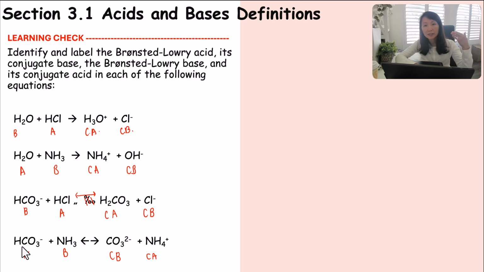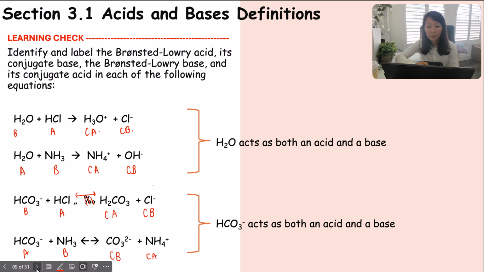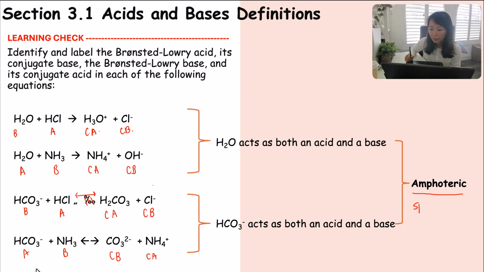Having this ability to be an acid or a base has its own special name. So they both act as an acid and a base, and that name is amphoteric. It refers to a species that can act as both an acid and a base. So water is amphoteric and so is bicarbonate.